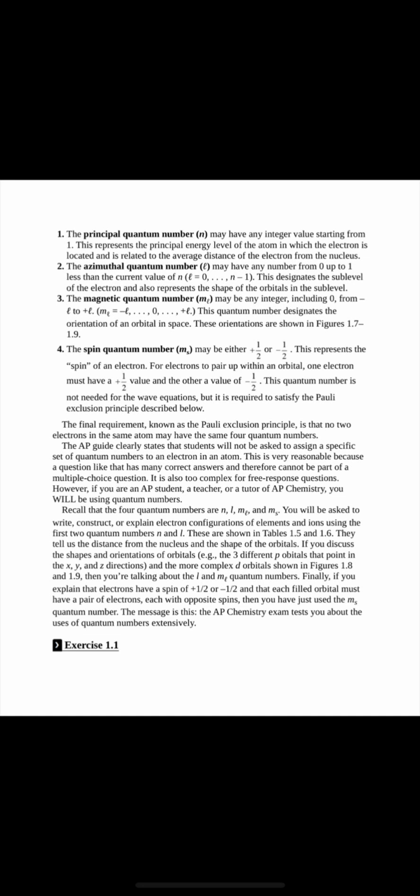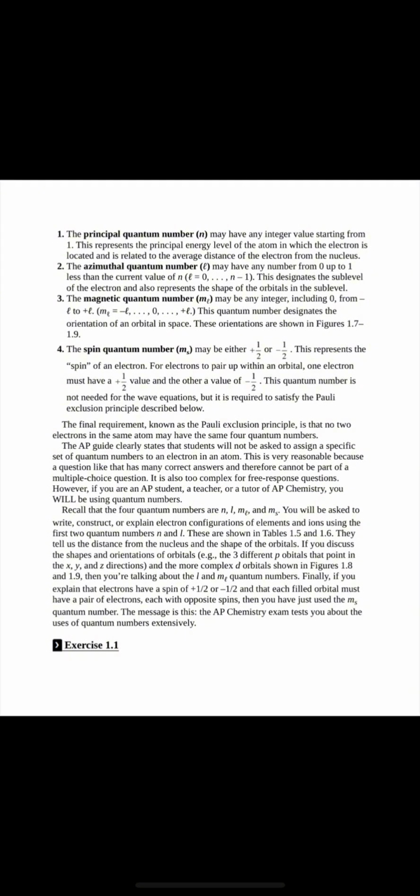The final requirement, known as the Pauli exclusion principle, is that no 2 electrons in the same atom may have the same 4 quantum numbers. The AP guide clearly states that students will not be asked to assign a specific set of quantum numbers to an electron in an atom. This is very reasonable because a question like that has many correct answers and therefore cannot be part of a multiple choice question. It is also too complex for free response questions.